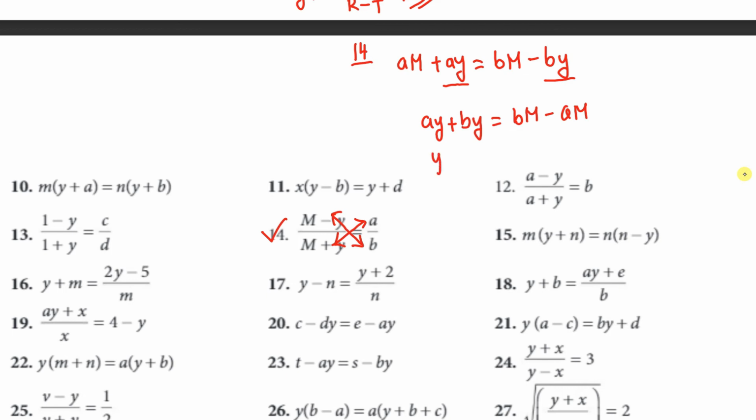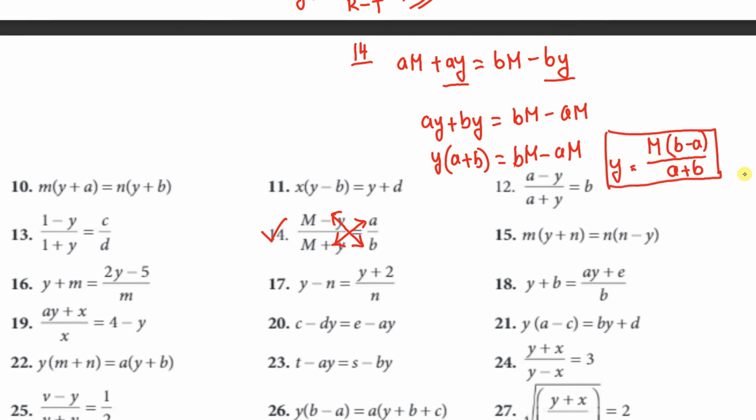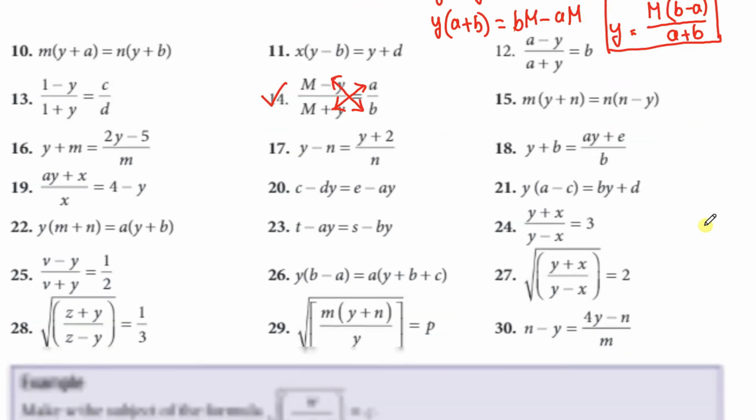So take y as common, bM minus aM. Now we can write y equals to, we also can take common m from the upper side, which is b minus a, and write below, it is a plus b. So this is y in terms of the other things.